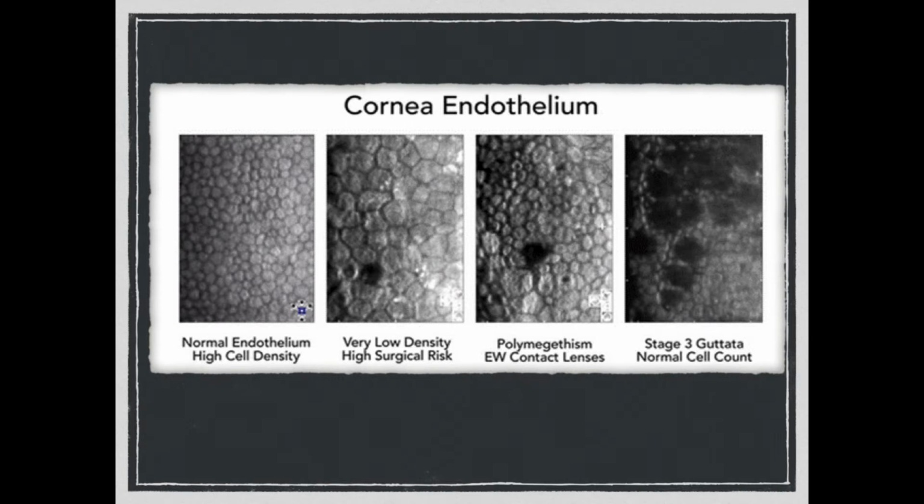In the third picture, we will see different sizes. The coefficient of variation of this image will for sure be high because most of the cells are not symmetrical in size. It shows polymegathism and pleomorphism. Not all of them are six-sided. Here there is a stage 3 normal guttata with normal cell count.